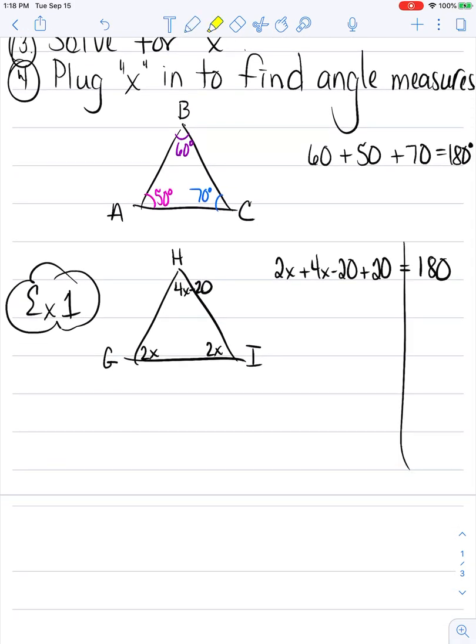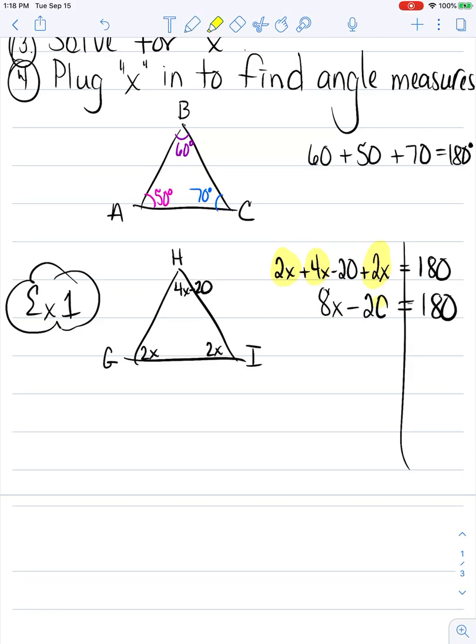So the first thing I notice is I need to combine like terms, and I need to fix something. That should not be 20, that should be 2x. There we go. And that makes that a like term here. So I've got 2x plus 4x is 6x. 6x plus 2x is 8x. So I have 8x minus 20 equals 180.